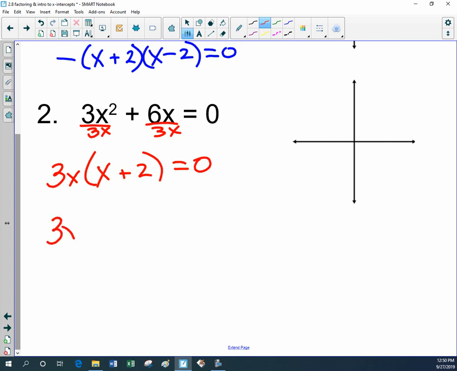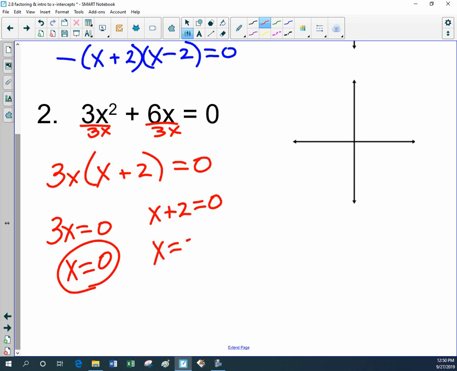Set 3x equal to 0 and solve. So that's going to be x equals 0. Set x plus 2 equal to 0. I get negative 2. So my intercepts are at 0 and negative 2. Does it open up or down? It's going to open up. And the vertex would be at what number? At negative 1.